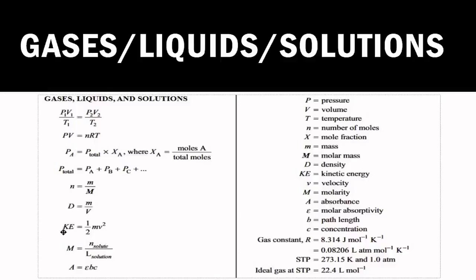Kinetic energy is equal to 1/2 mv squared, where m is mass and v is velocity. If you're given mass and velocity, you know the exact amount of kinetic energy applied to it. So, if it's less mass, then you need less kinetic energy for it to go the same speed.